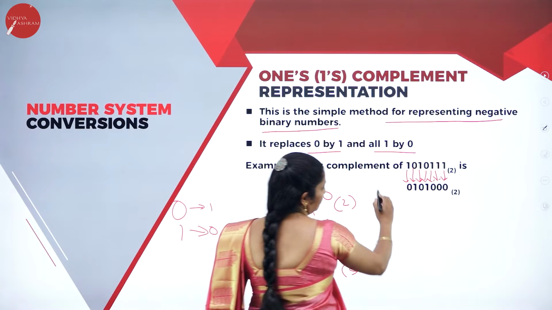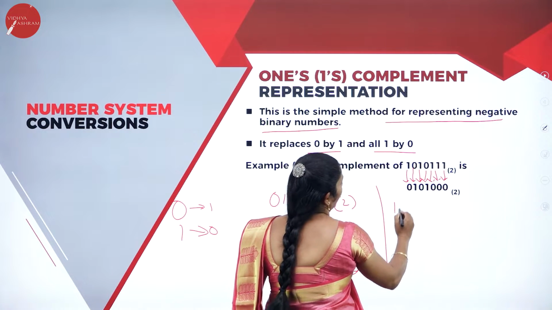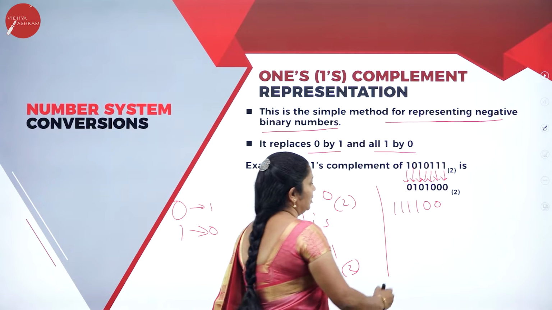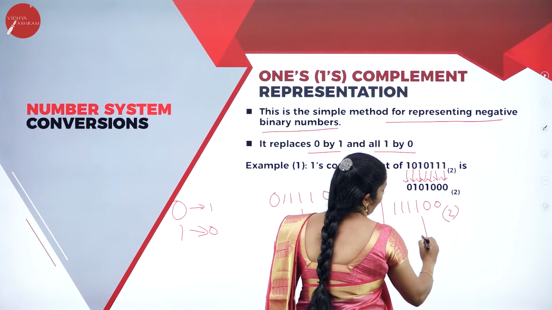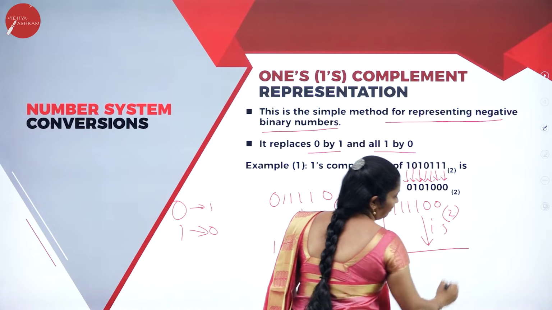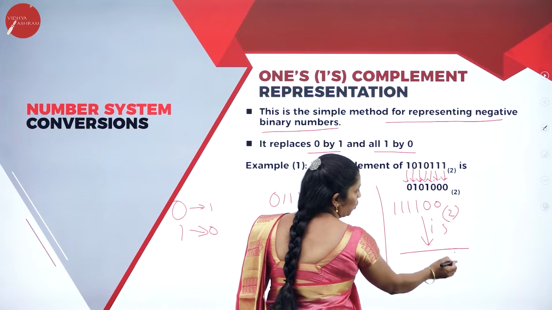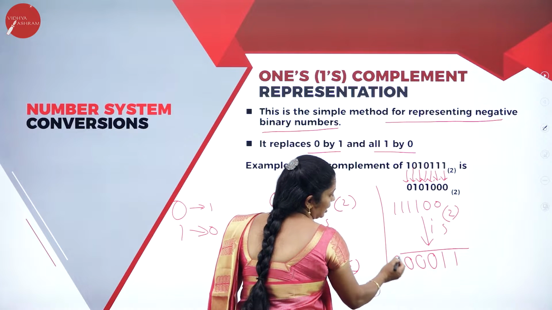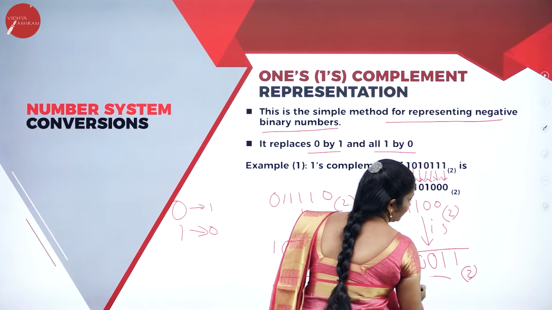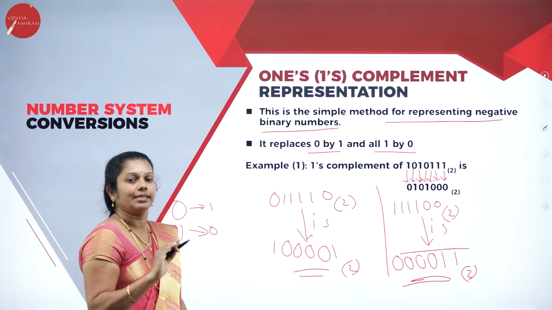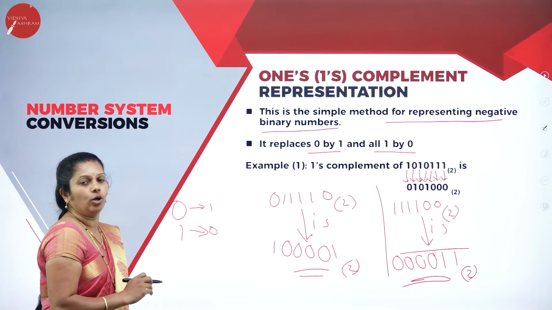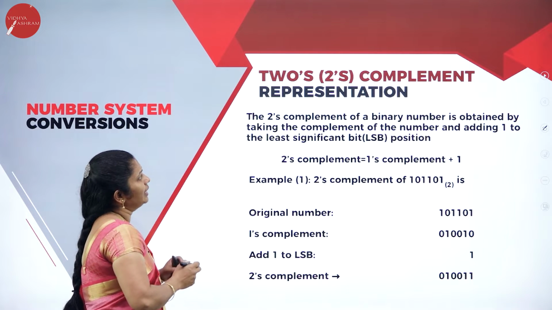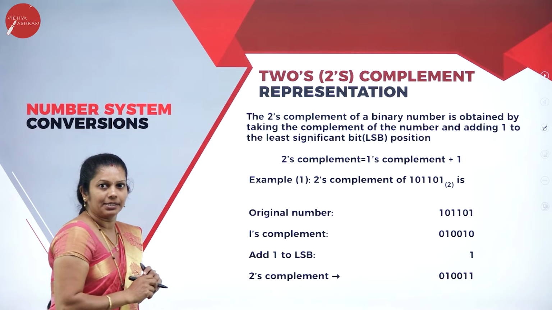Just replace all 1 by 0 and all 0 by 1. Consider one more example. Consider we have the number 1, 1, 1, 1, 0, 0. This is a binary number. Then how to find the ones complement of the given number? Here we have 0, here 1, 1, here 0, 0, 0, 0. In the base we have written 2. Like this, just replace all 1 by 0 and all 0 by 1. That represents ones complement.